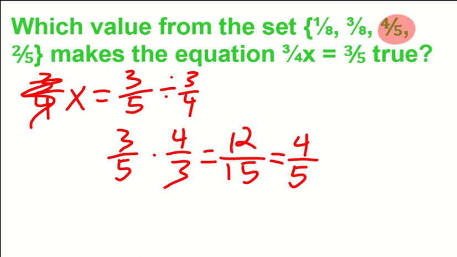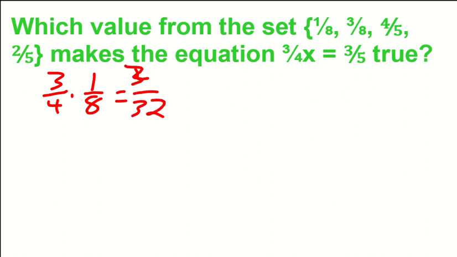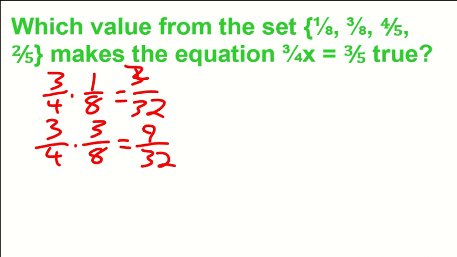Other idea, you could always do your substitution and multiply on each of those. So if we put the 1/8 in, you would have 3/4 times 1/8. That would be 3/32, not 3/5. We got 3/4 times 3/8, 9/32. Doesn't work.